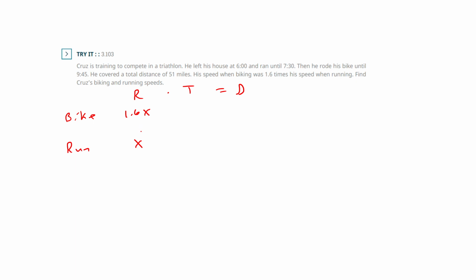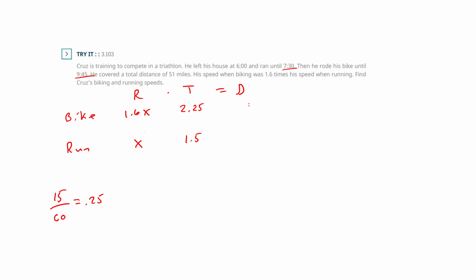Now, he ran for an hour and a half, and he biked. Now do you see what I've done here? So he biked from 7:30 to 9:45. That is 2 hours and 15 minutes. So 15 minutes has to be in hours. 15 minutes is 0.25 hours. Do you see what I've done? So 2 hours and 15 minutes is 2.25.